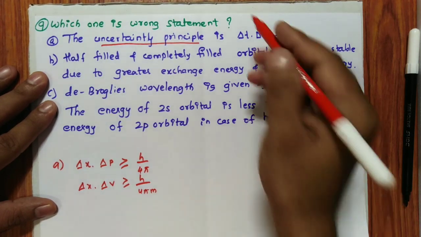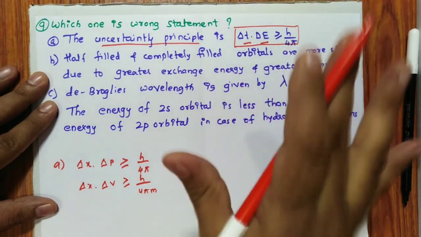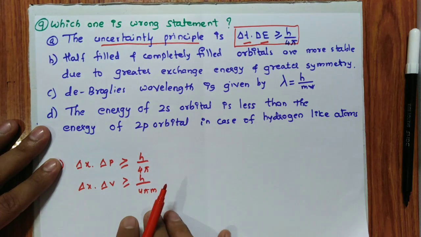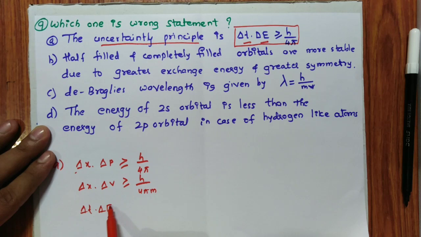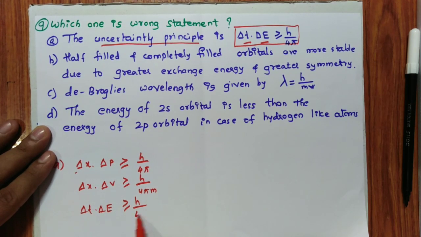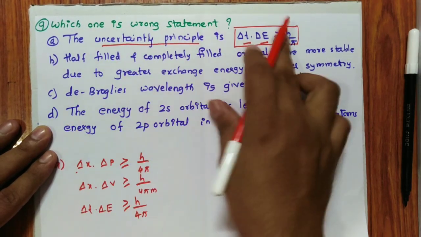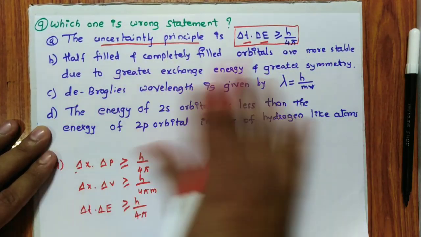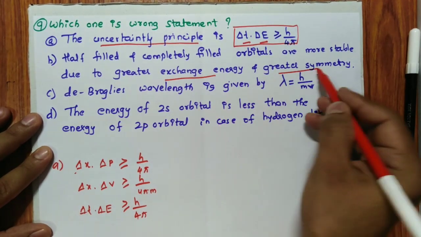But remember one thing, this is also a correct statement. So time and energy you cannot calculate simultaneously. So this is also correct. Remember that. So delta X, delta P and delta T into delta E more than or equal to H by 4 pi is also a correct statement for Heisenberg's uncertainty principle. Hence, this is the correct statement. B. Half-filled and completely filled orbitals are more stable due to greater exchange energy and greater symmetry. That we know. Half-filled orbitals are more stable. Completely filled orbitals are because of these two reasons only. It is also a correct statement.